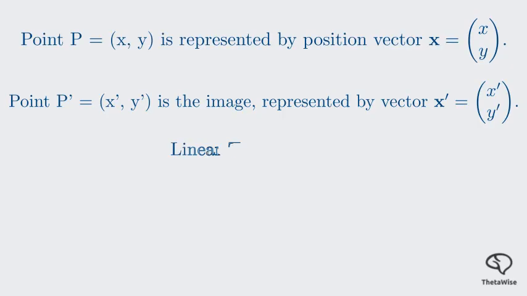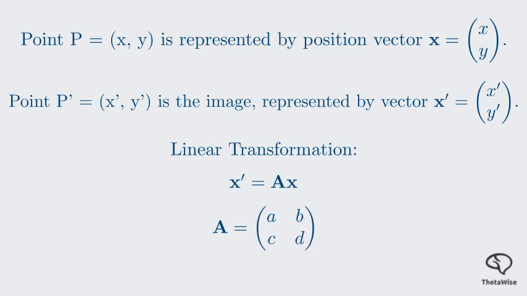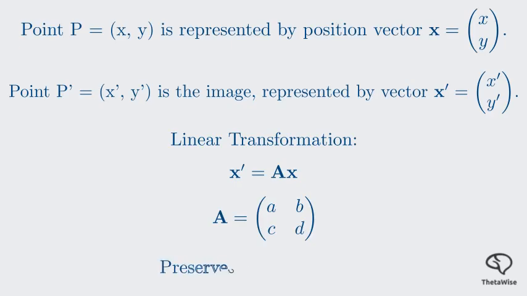A very important type of transformation is a linear transformation. It's described by the matrix equation x' equals A times x, where A is a 2x2 matrix of coefficients. This type of transformation preserves the origin, meaning the point (0, 0) does not move. This simple structure allows us to represent rotations, reflections, and stretches using matrix A.